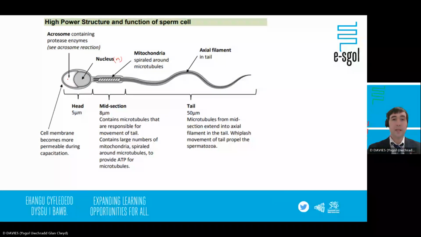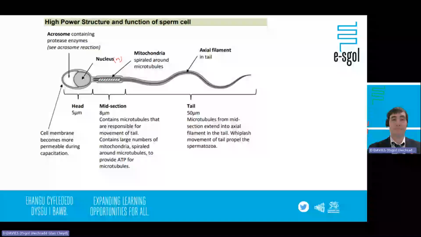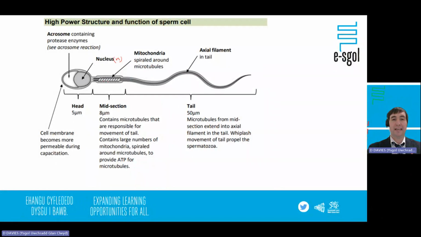You also have a midsection that provides the energy. There's lots of mitochondria in here that provide the energy to move the tail. So the tail is produced from lots of microtubules, and it extends out, and when that moves, the sperm cell becomes motile, and that will be able to swim and propel the spermatozoa.